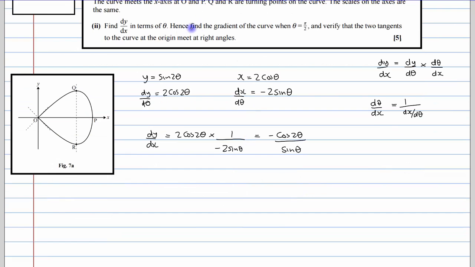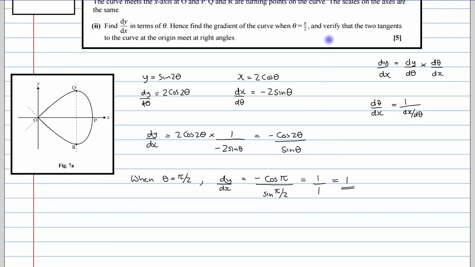Next, I need to find the gradient of the curve when theta equals pi over 2. We get dy by dx equals minus cos 2 theta over sine theta. Well, if theta is pi over 2, 2 theta is just pi, so minus cos pi over sine pi over 2. Well, cos pi is negative 1, so negative cos pi is just 1, and sine pi over 2 is just 1, so we get 1 over 1, which is 1.